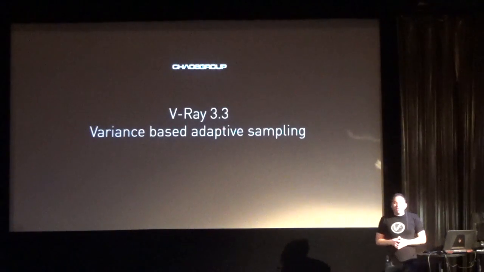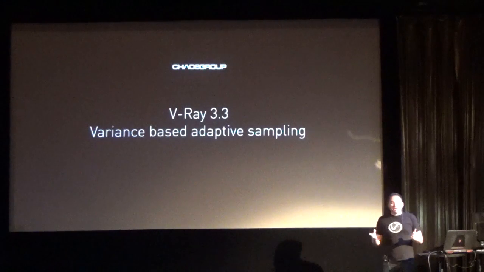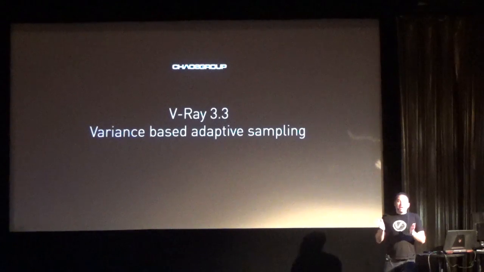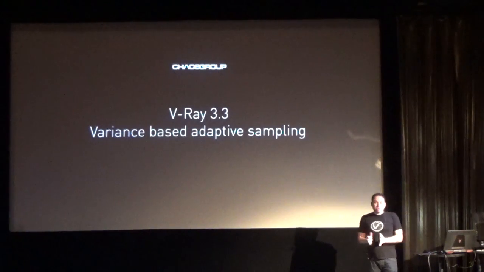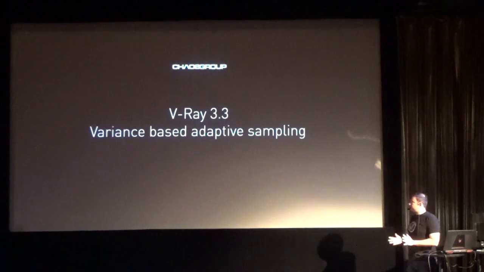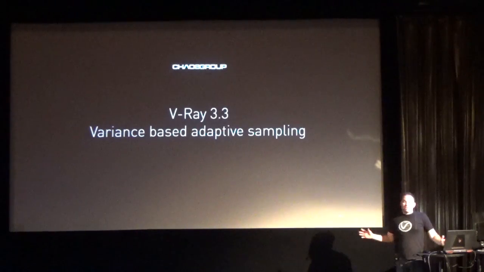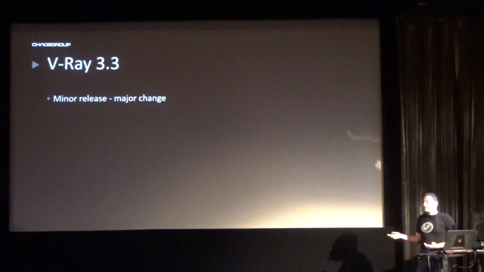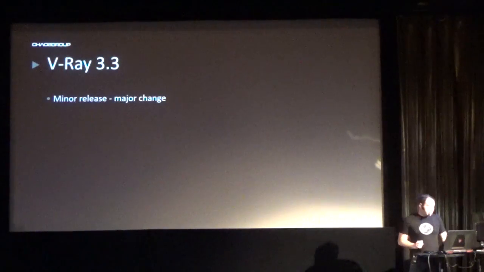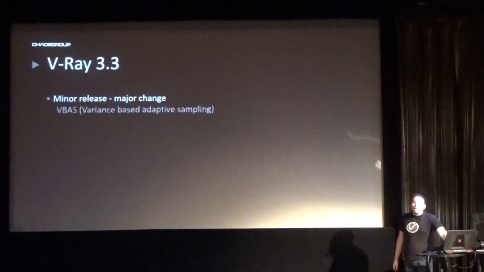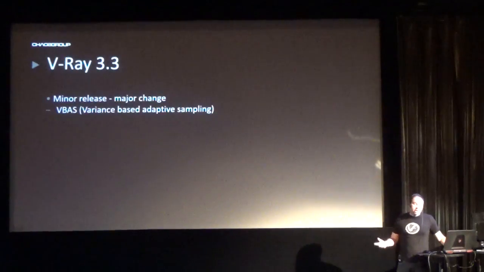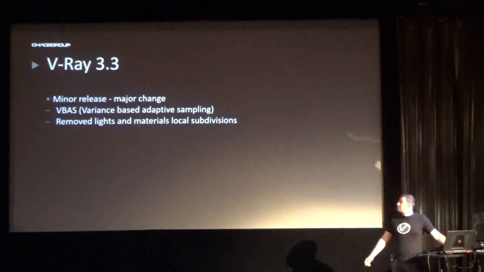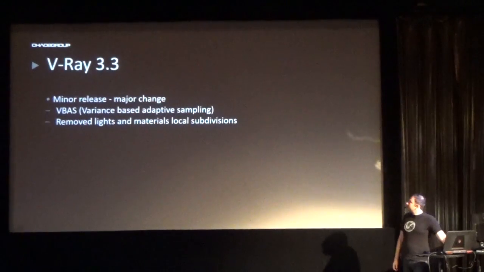That piece of information is again straight from the developers, straight from Chaos Group, and I can't stress how important this is. So I want you to pay really close attention to that. It's one of the best tips and tricks that I can give you. So 3.3 was a minor release. It's not a major next release. It's just 3.3, but it created quite a lot of major change. That was the variance-based adaptive sampling. From now on, I'm going to just call it VBAS.